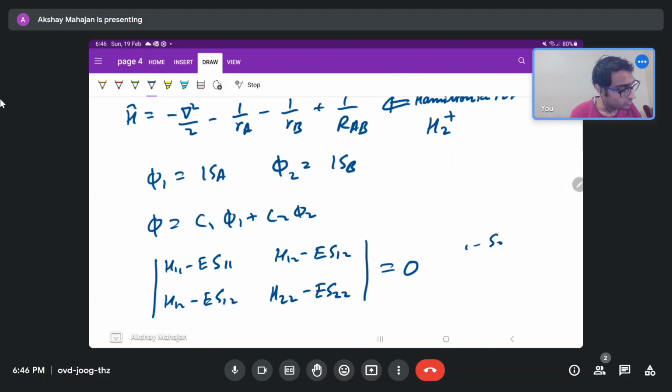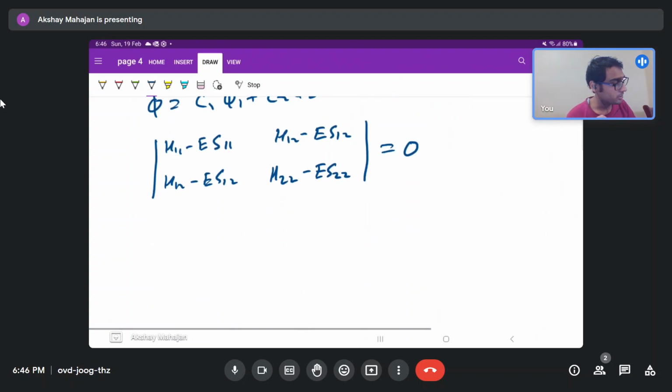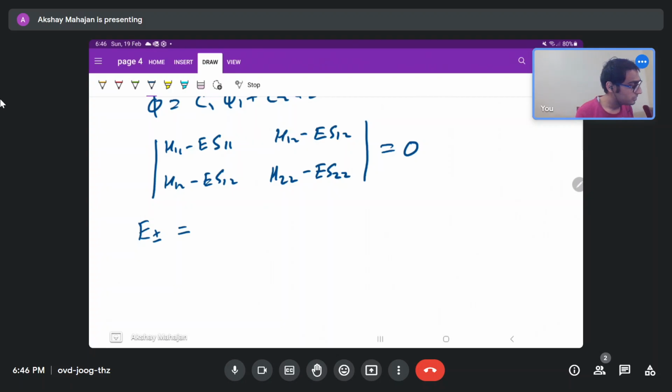This has been solved in the class, so that is just a quick revision. In this molecular orbital theory, from there we obtain this E plus and E minus. I will not go into detail because this has been done in the class.